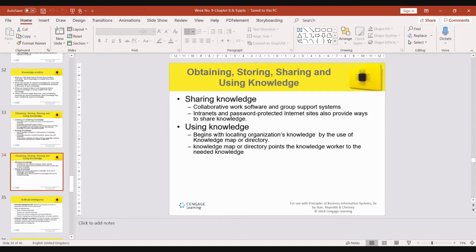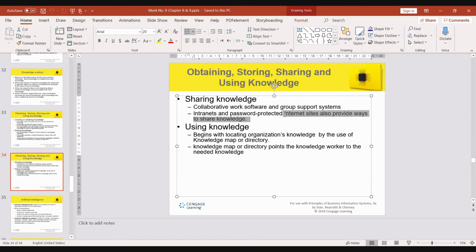After storing, for sharing knowledge, collaborative work software and group support systems, intranets and password protected internet sites also provide ways to share the knowledge. Even on our website, guys, if I as a faculty member want to see any rule, any decision that has already been taken about salary, about working hours, I need that document. So I can go to the website in e-services and find that document.